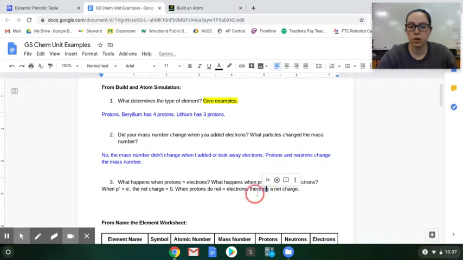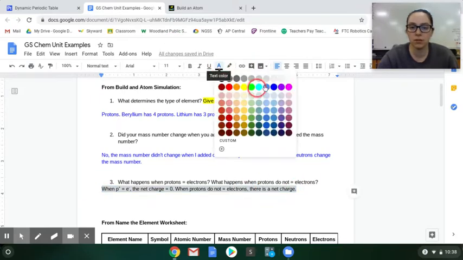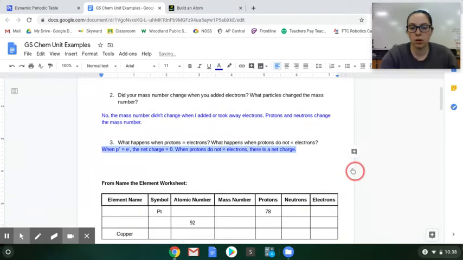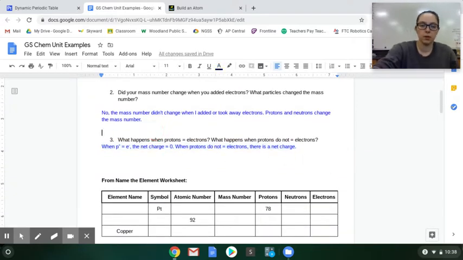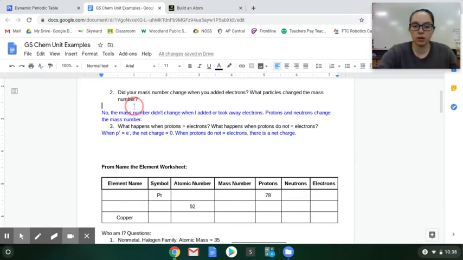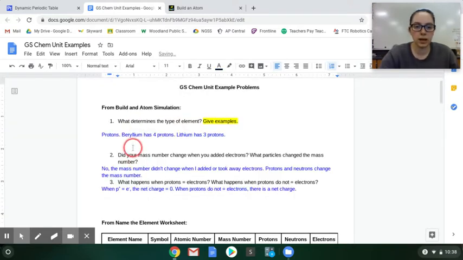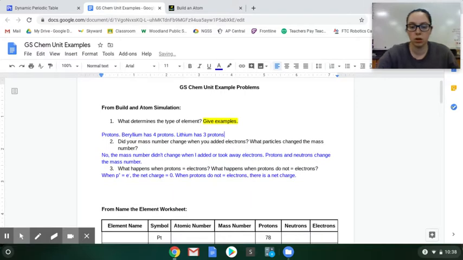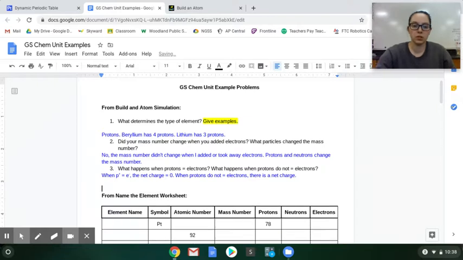So this is all I was looking for in those questions, just telling me if there's a net charge, or if there's no net charge, what's going on with those atoms. Now you can kind of see the build an atom simulation is pretty good when we're trying to figure out ions and isotopes as well, but we'll get there. So that's from your build an atom simulation. These were the most commonly missed questions, and so I just wanted to go over them to make sure that we knew what we were talking about here. So we're going to go on to the next one.